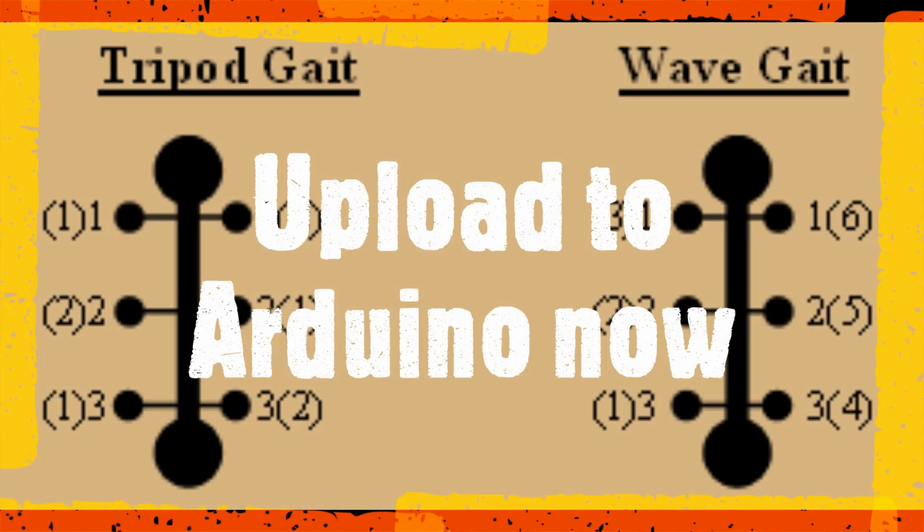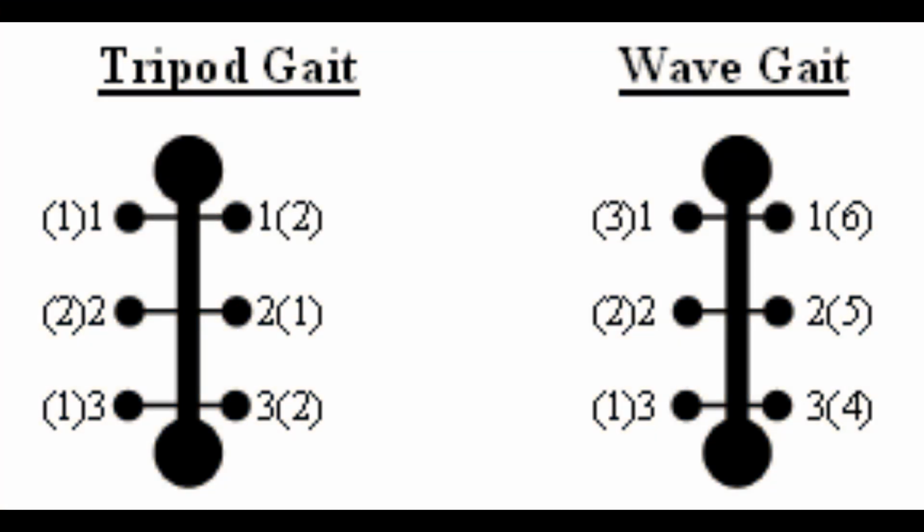Alright, while you're uploading to your Arduino, we're going to talk about the different kinds of gaits that the hexapods use. Basically, the different gaits are how it's moving its legs, what kind of terrain you're going over, what kind of speed you need. In the tripod gait on the left, you'll see that the front left, the middle right, and the left rear all are on number 1. The other 3 are on number 2.